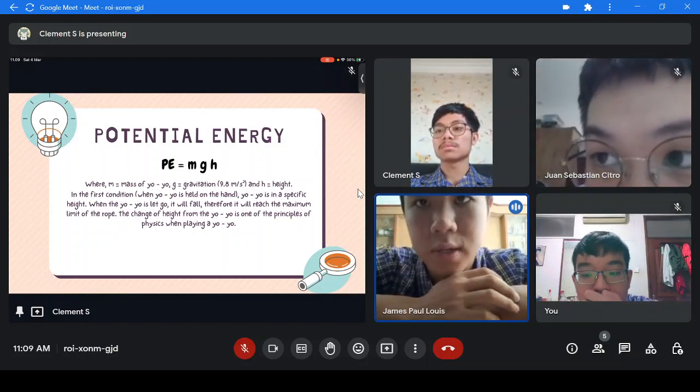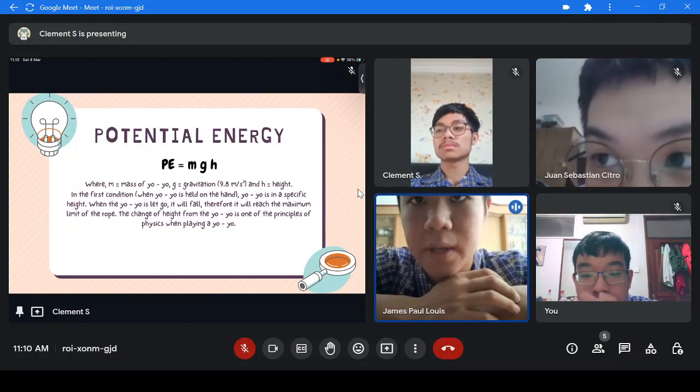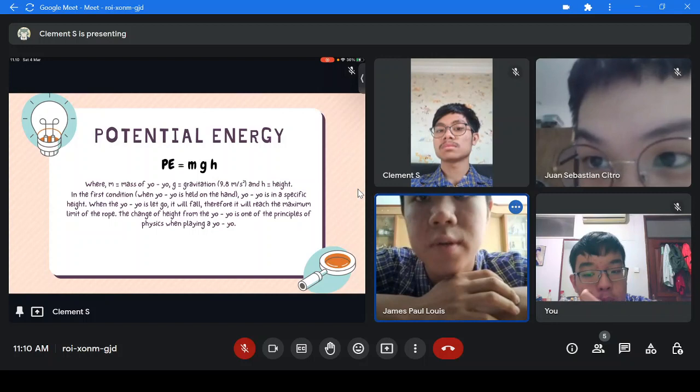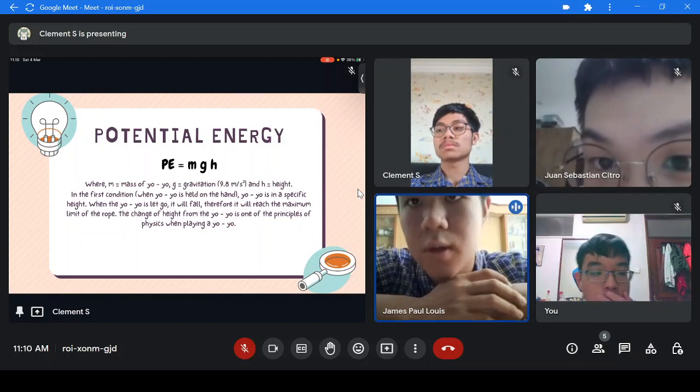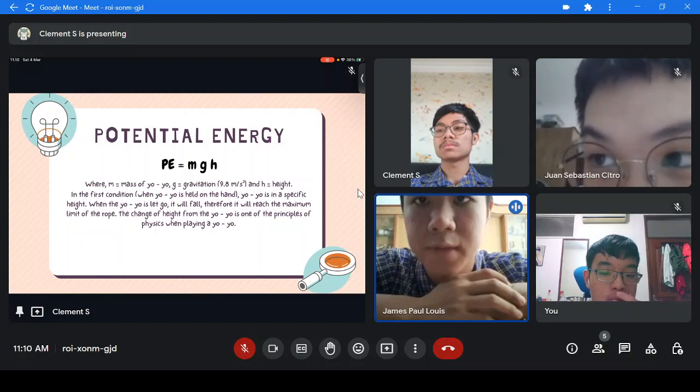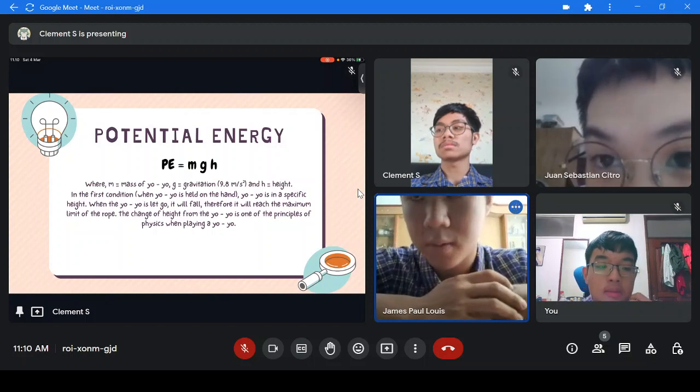When the yo-yo is let go, it will fall. Therefore, it will reach the maximum limit of the rope. The change of height from the yo-yo is one of the principles of physics when playing a yo-yo.